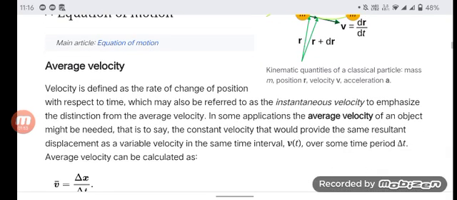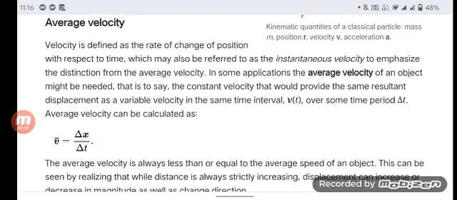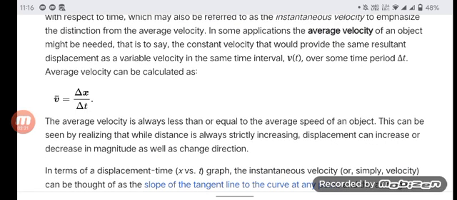Equation of motion. Average velocity. Velocity is defined as the rate of change of position with respect to time, which may also be referred to as the instantaneous velocity to emphasize the distinction from the average velocity. In some applications, the average velocity of an object might be needed, that is to say, the constant velocity that would provide the same resultant displacement as a variable velocity in the same time interval over some time period.